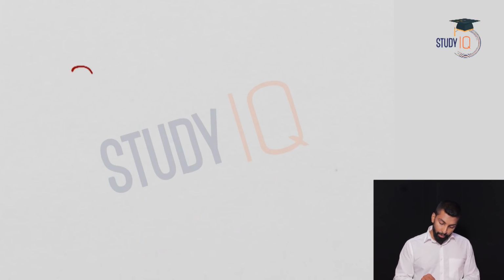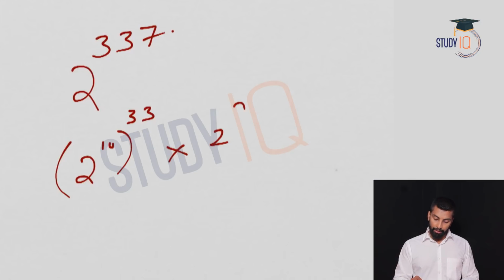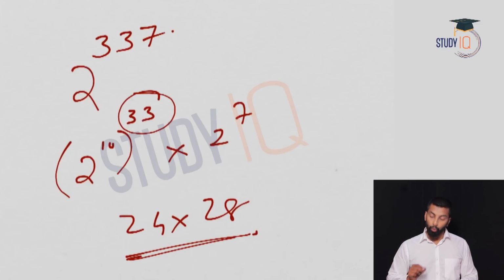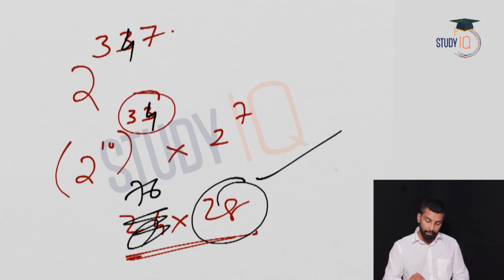But if I ask you 2 raised to 337, right? So 2 raised to 10, 330 means 33 into 2 raised to 7, right? This is odd. So this is 24 into 28 you need to do. But if it was even, if it was 34, then you don't want to do this. Although this is 76, you will get 28 directly. You just need to know this only.